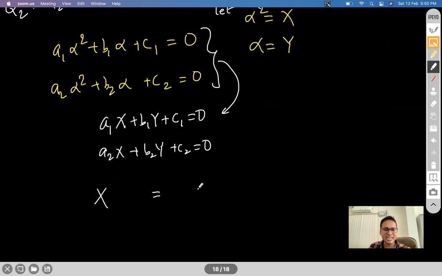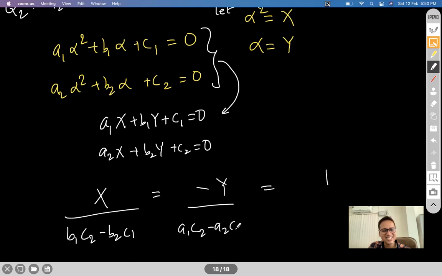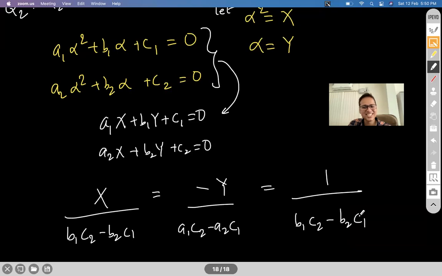Okay. One interesting approach would be to use the cross multiplication method. How many of you know the cross multiplication method? Everybody knows here. Sir, I knew, but I forgot. Oh, sorry. This is A1 B2 minus A2 B1. My bad. Learned, but never got to use. Now you will get to use it. And you'll realize that this actually is called Cramer's rule of solving a system of linear equations.